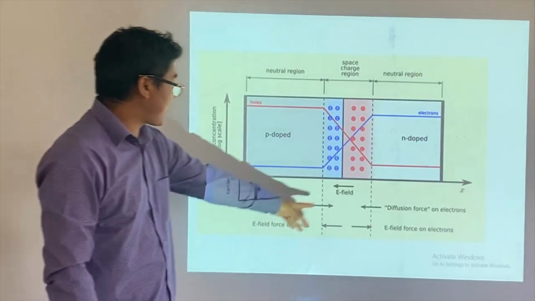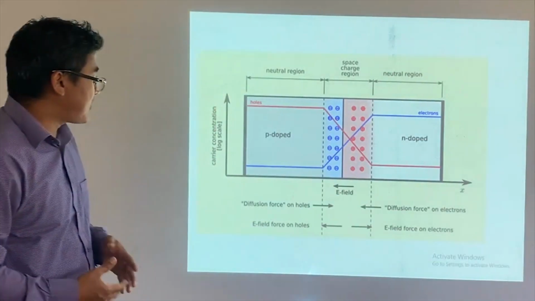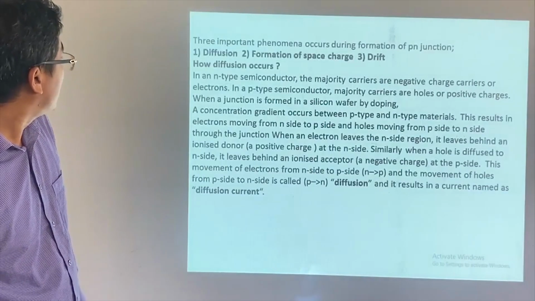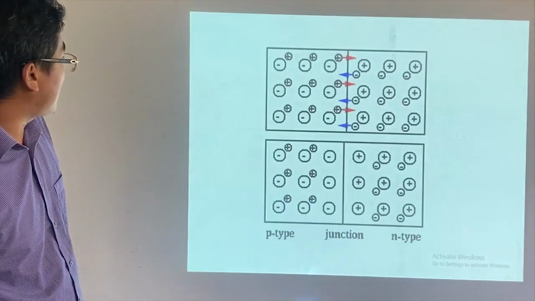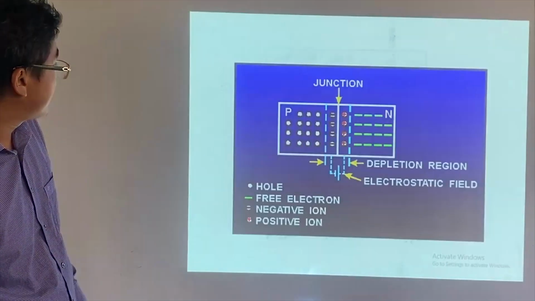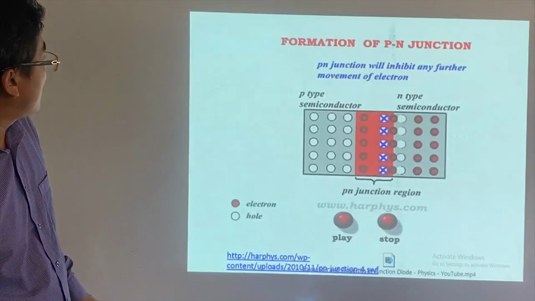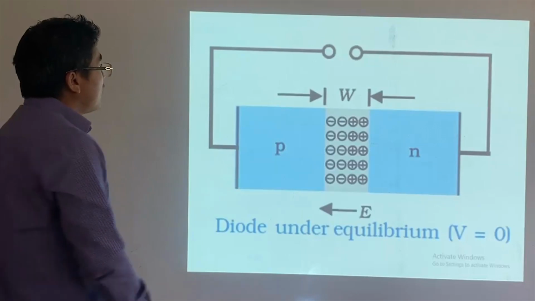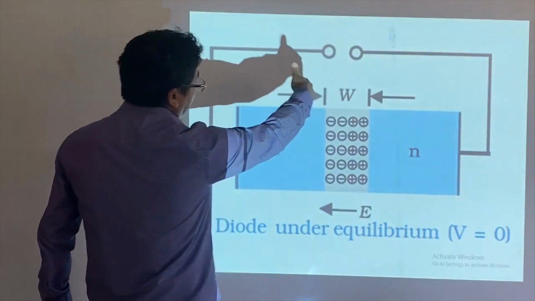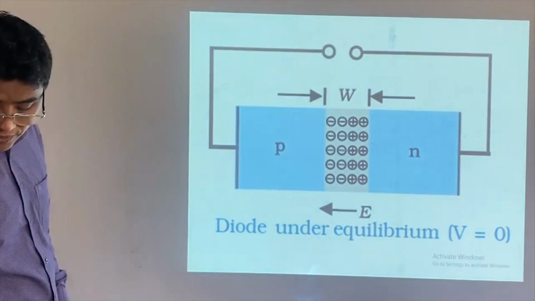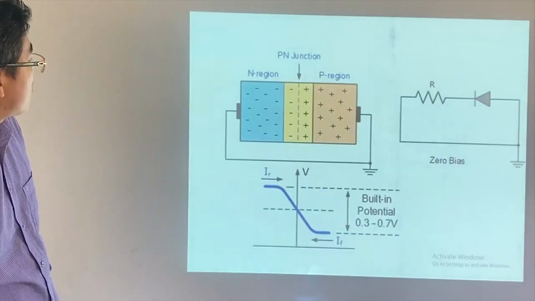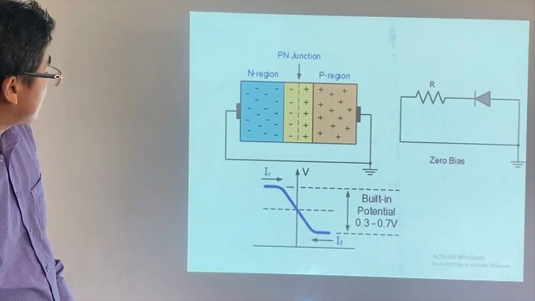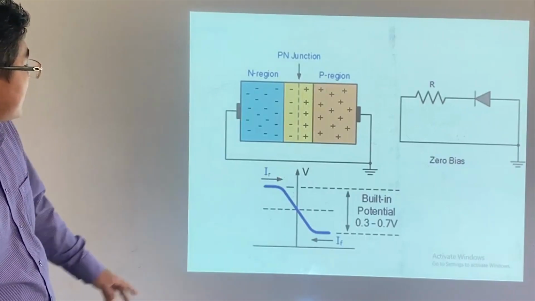This is the electric field created by the space charge region. This is what we did last class, the formation of the PN junction. Therefore this creates a potential: one side has a negative potential and the other has a positive potential.